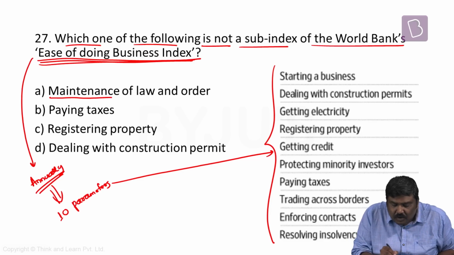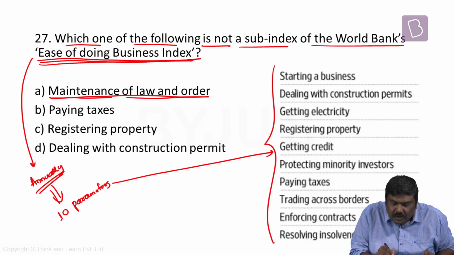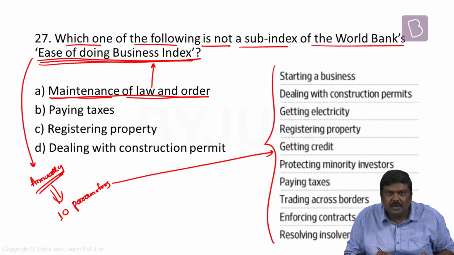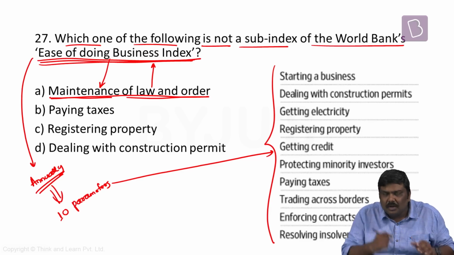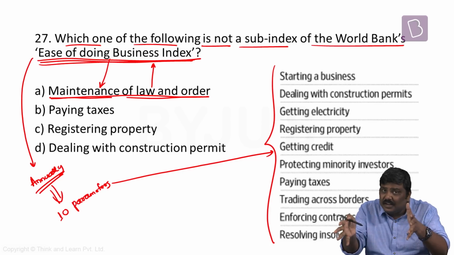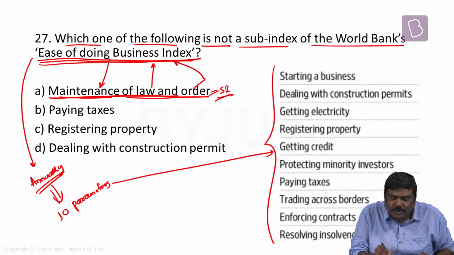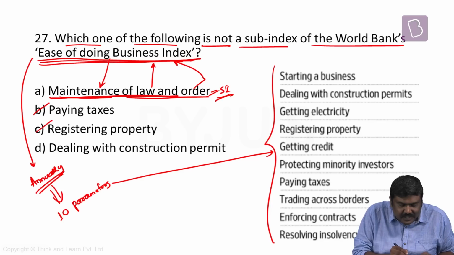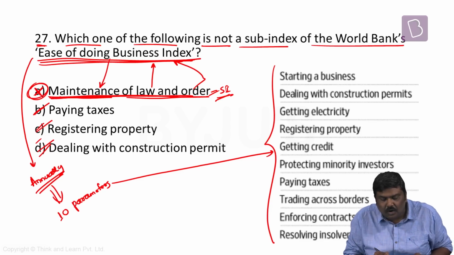First, maintenance of law and order. Do you think there is any direct correlation between maintenance of law and order and the Ease of Doing Business Index? If you think logically, there is no correlation between these two, the Ease of Doing Business Index and the maintenance of law and order. This is more of a social issue, not related to business. Apart from this, B is present in the list, C is there, D is there. So B, C, D are there, A is not there. So the right option will be option A. Question number 27, the right option is option A, maintenance of law and order.